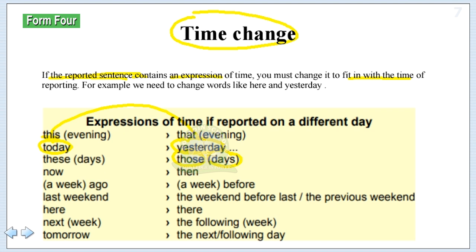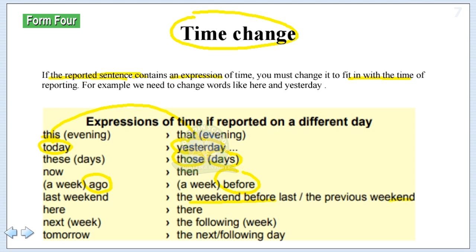What about now? Now becomes then during the indirect speech, because this is the direct speech and this is indirect speech. What about a week ago? Do not change a week, but change ago to before. So whenever you have the word ago, we want to change it to before. What about last week, last weekend? The weekend before last, or the previous weekend.